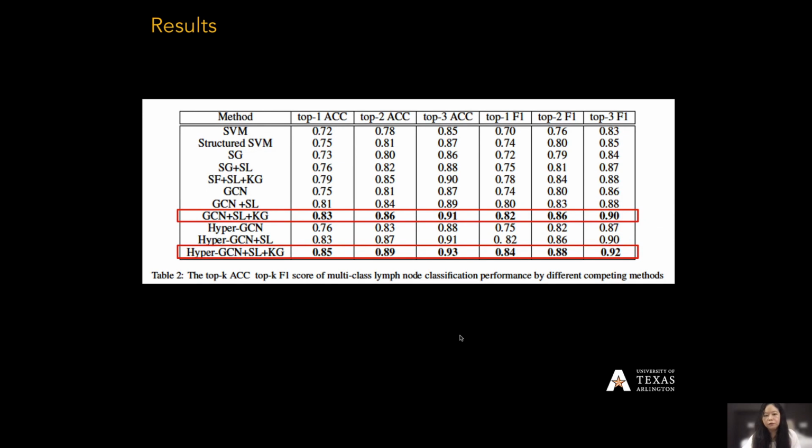We have compared our results to several baseline models. In our model, we have two types of models. The first one is GCN with graph structure learning and knowledge graph, and the second one uses hyper GCN, hypergraph convolution neural networks, with structure learning and knowledge graphs. We compare to several baselines and show that by leveraging this knowledge graph, we can improve the performance significantly, which also shows the importance of using the predefined knowledge graph, especially for medical imaging classification tasks.